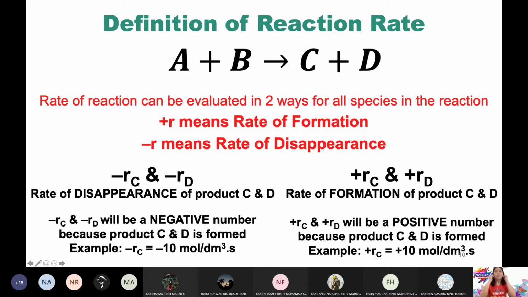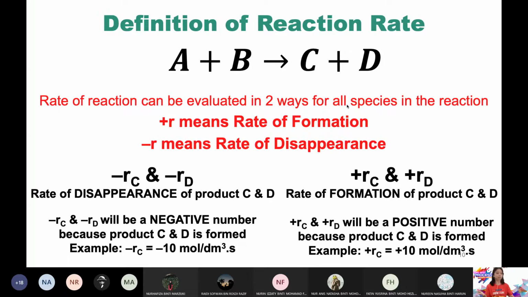On the other hand, rate of formation, positive RC, positive RD. Okay, I want to know how much is the formation of the product. Positive RC, positive RD, and you check the equation, the product is formed. I want to know the rate of formation and the product does form, okay? So the number will be a positive number. Okay, so positive number tu berapa kan? Itu yang kita akan kira how much the concentration changes with time. Jadi kita kata kadar tindak balas adalah sebenarnya kadar kehilangan atau kadar pembentukan kepekatan dia terhadap masa.